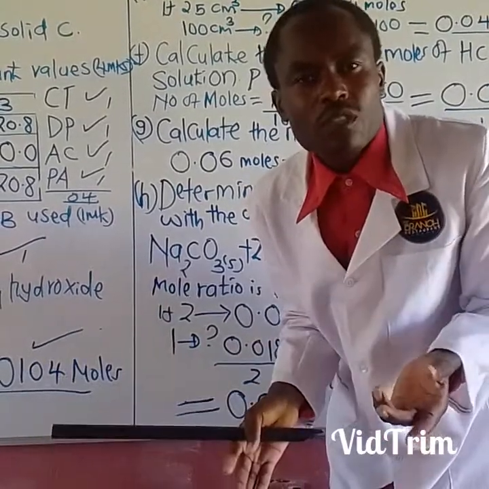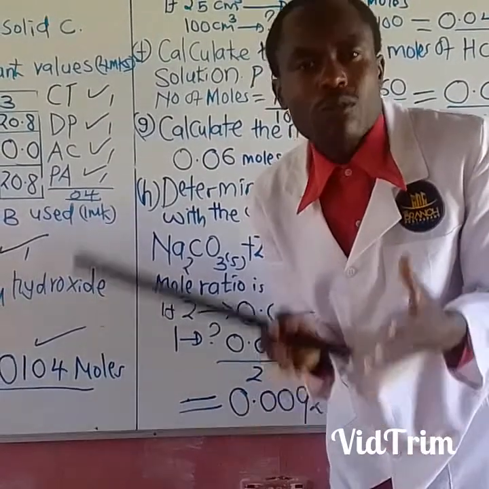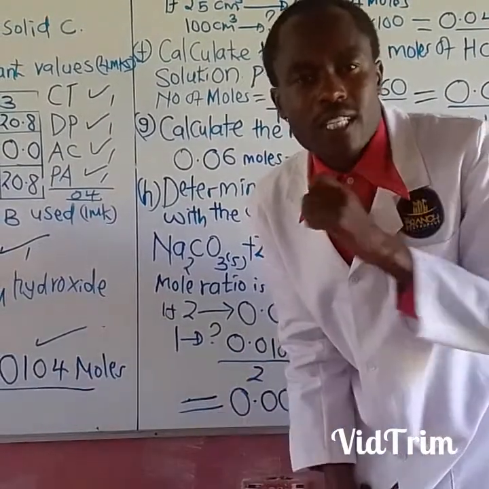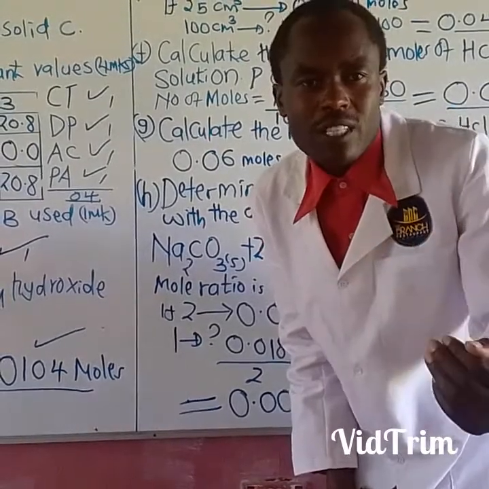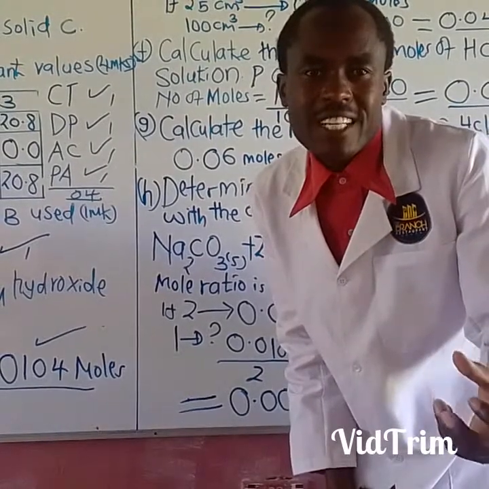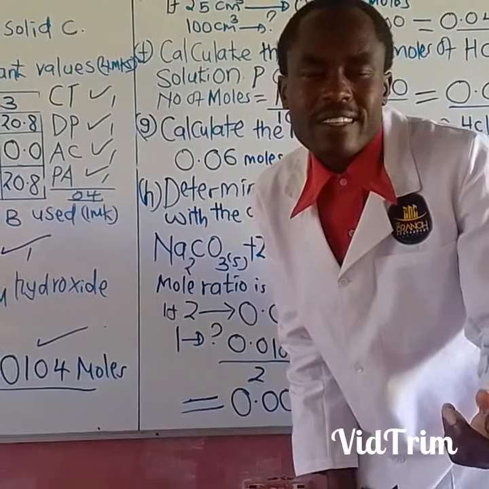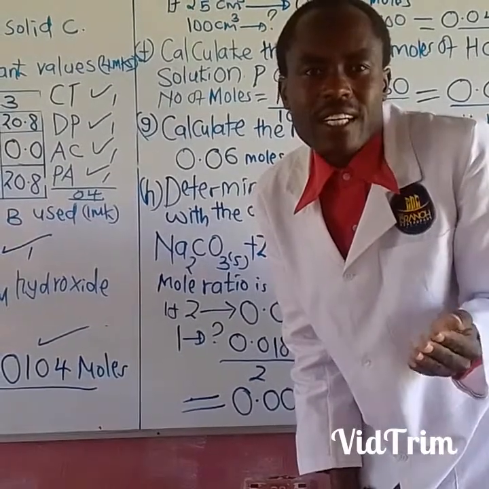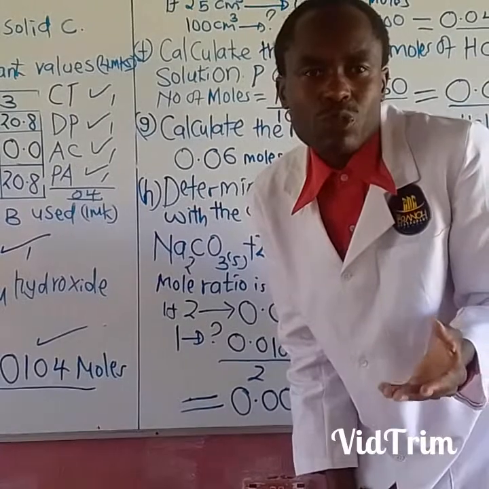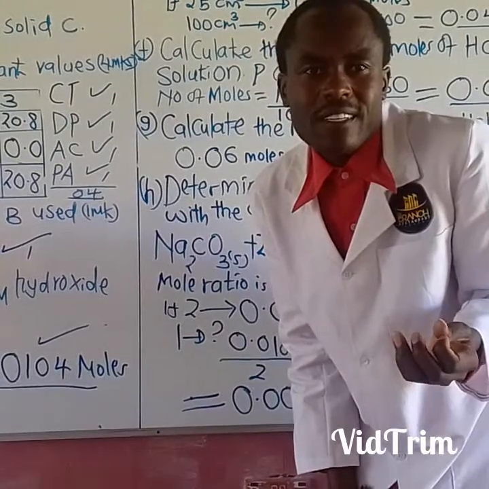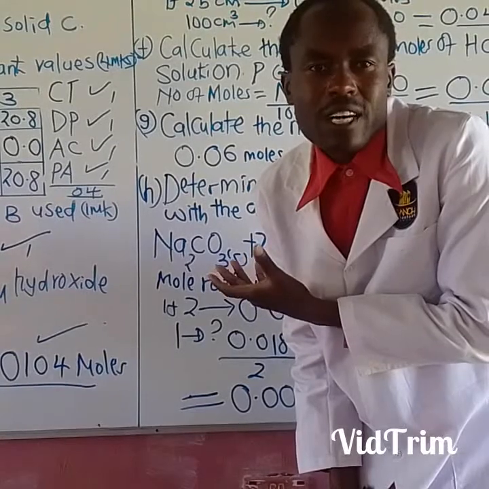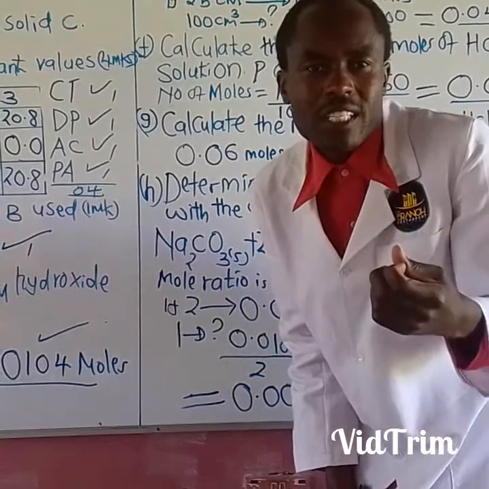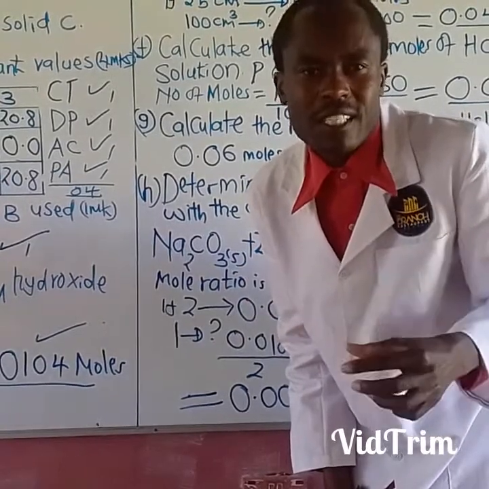So it means solution A, which is hydrochloric acid, was the one in excess. So some amount reacted with the carbonate initially at the beginning, then the remaining HCl in that resultant solution P is now reacting with sodium hydroxide. Are you getting that? So hydrochloric acid was the one in excess.